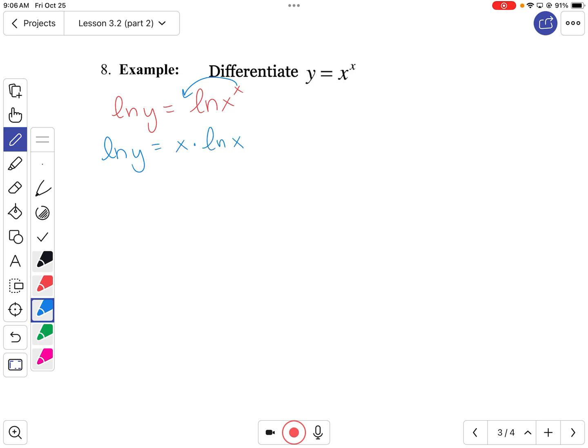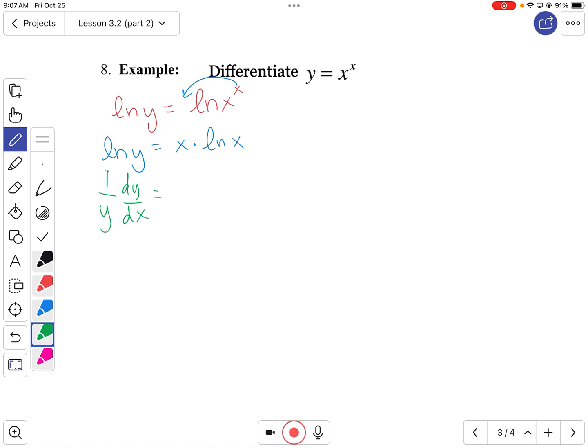We're going to be able to use implicit differentiation here. We don't have an option. This is the only thing because there's no formula for a variable to a variable power. It doesn't fit the bill for anything we've done. So let's do a little bit of implicit. So on the first one, derivative of natural log of y: one over y and a dy dx.